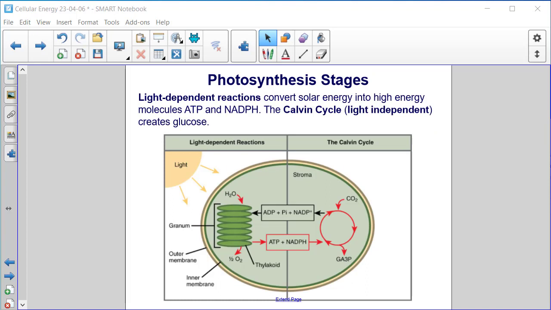Photosynthesis stages. Light-dependent reactions convert solar energy into high-energy molecules, ATP and NADPH. The Calvin cycle, light-independent, creates glucose.